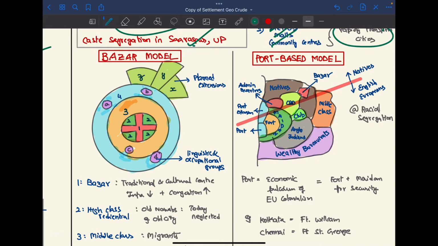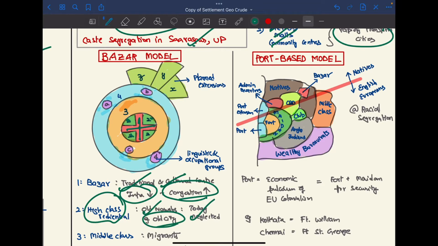Let's see the bazaar model. This is the main bazaar. It is the traditional and cultural center. Here infrastructure is very poor and congestion is very high. Next, we have high class residents living here, where old Nawabs used to live. These are generally the old cities like Hyderabad, etc. Today these are very much neglected.